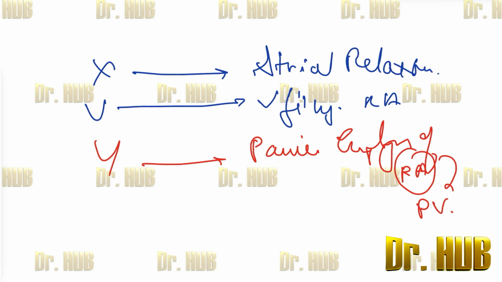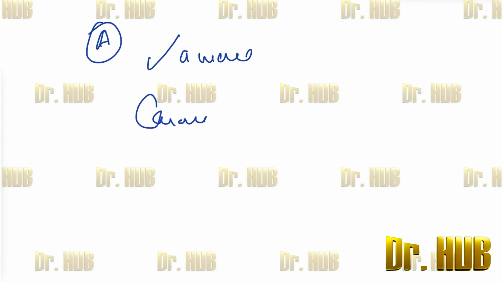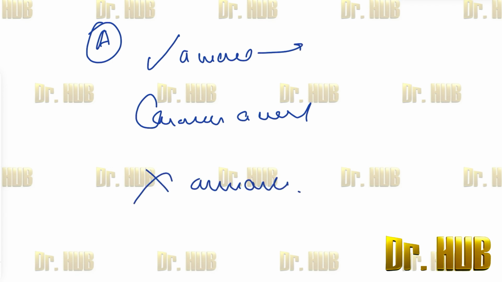Now let's look at each condition, starting with the A wave. The A wave corresponds to atrial contraction. You can have a prominent A wave, canon A waves, or absent A waves. Prominent A waves are present in pulmonary hypertension, right atrial mass, or tricuspid stenosis.